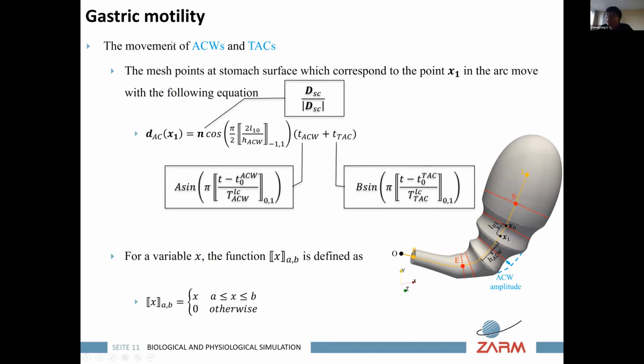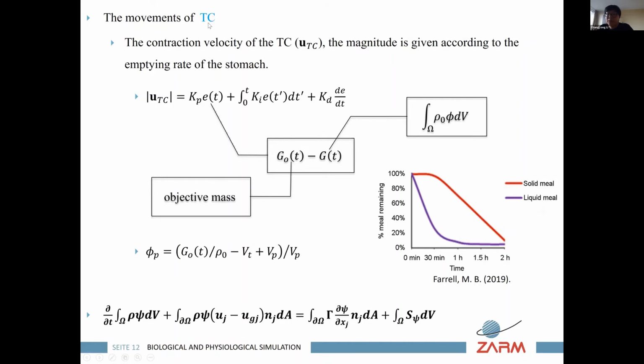We use the dynamic mesh method to control the wall movements of the stomach. Here I will not go into too much detail. If you are interested, we can talk about it afterwards, or I can put a link to the paper. For the movement of ACWs and TACs, we designed a cosine shape function to model the deformation. For tonic contraction, we define the shrinking rate of the entire wall by the emptying rate. When the dynamic mesh method is adopted, the integral form of the conservation equation for a general variable psi becomes this form.